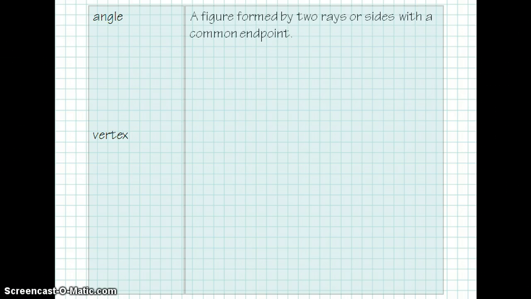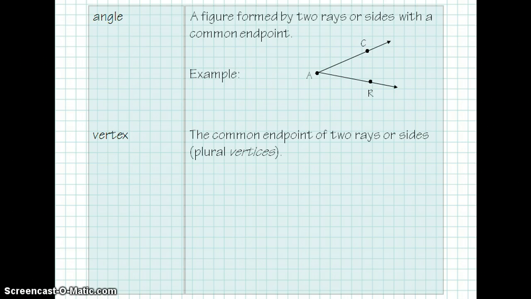An angle is a figure formed by two rays or sides with a common endpoint. And the vertex of an angle is the common endpoint of two rays or sides, basically where the two rays meet, or the pointy part. And because it's one of those weird words we got from Latin, the plural of this is vertices. So in the example above, angle CAR, the A is going to be the vertex of the angle.